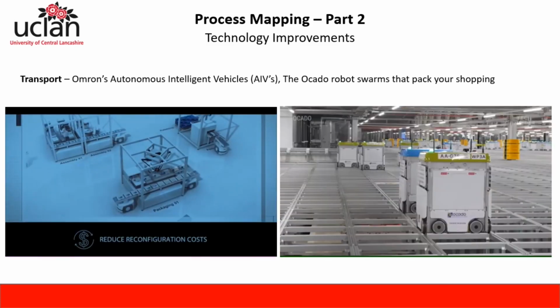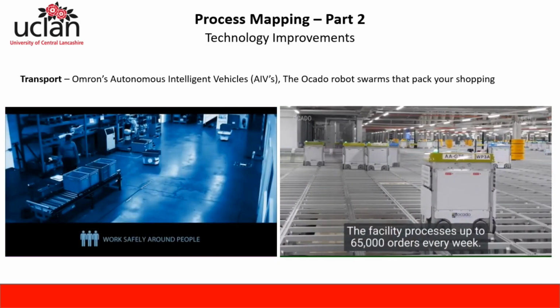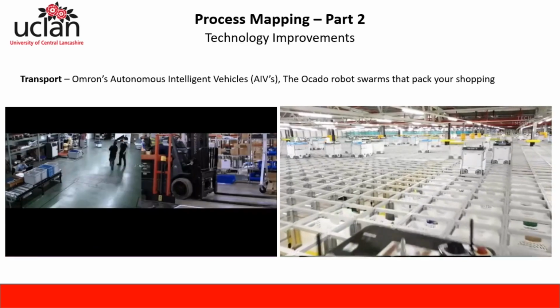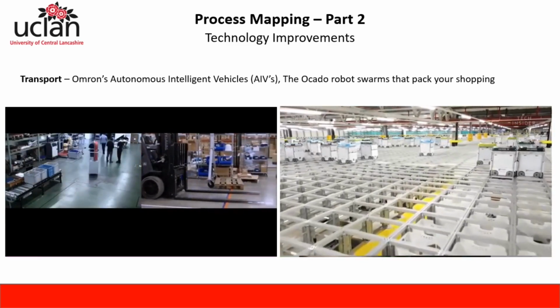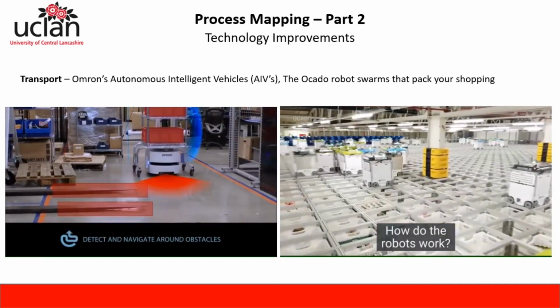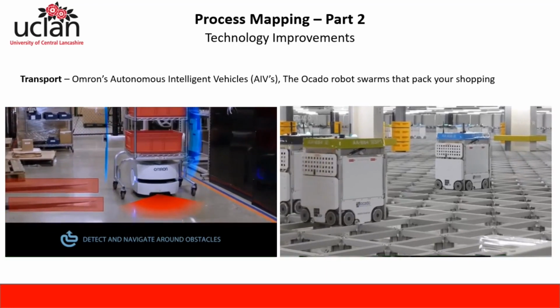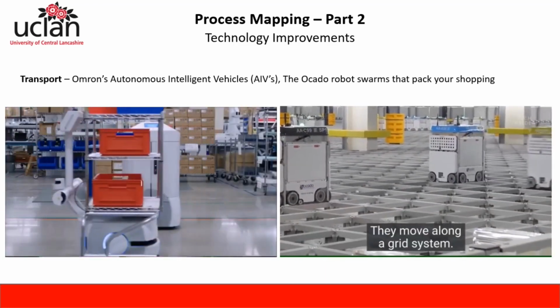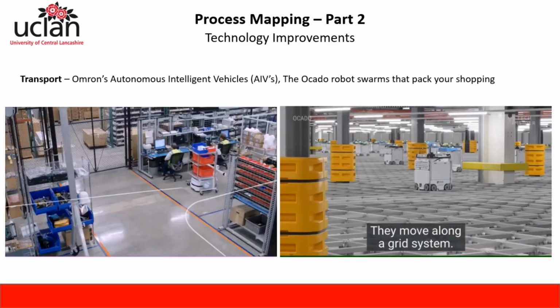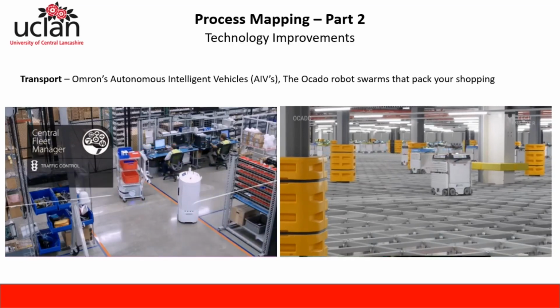Or you might choose to use something like Ocado's robot swarms on the right that pack your shopping, and they can travel pretty fast, zipping around an area of several football pitches, picking your groceries and collecting them, so that moving time or transport time is reduced for the human operator, who eventually stands and picks the items out of the boxes and then packs them into your bag for your shopping.